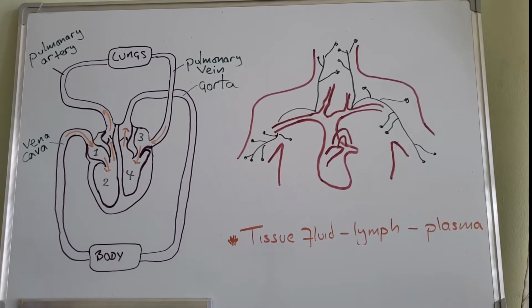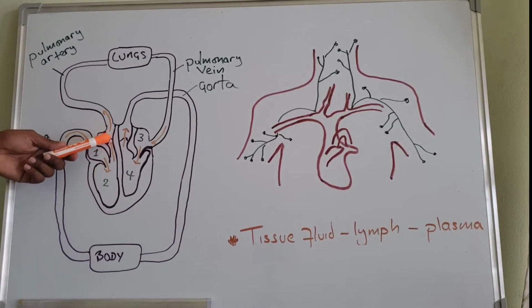All right, between them there are valves, and these valves, much like the valves in our veins, prevent the backflow of blood. We want blood to be flowing in one direction through our heart, and the function of these valves is to do just that. So here, between the right atrium and right ventricle, we have the tricuspid valve, allowing blood to move from the right atrium to the right ventricle.